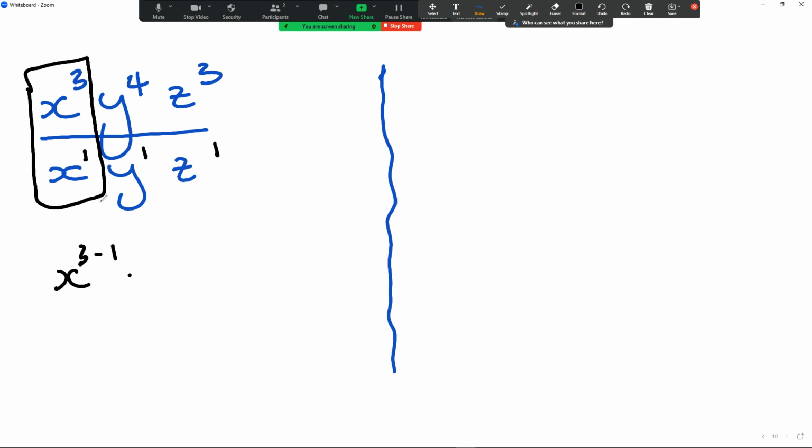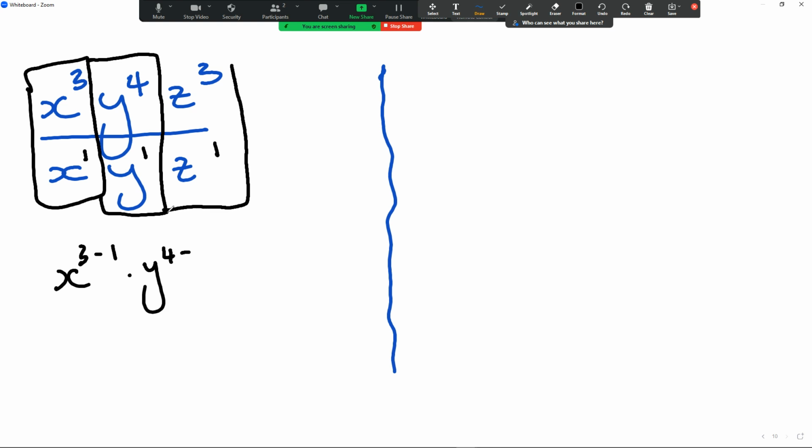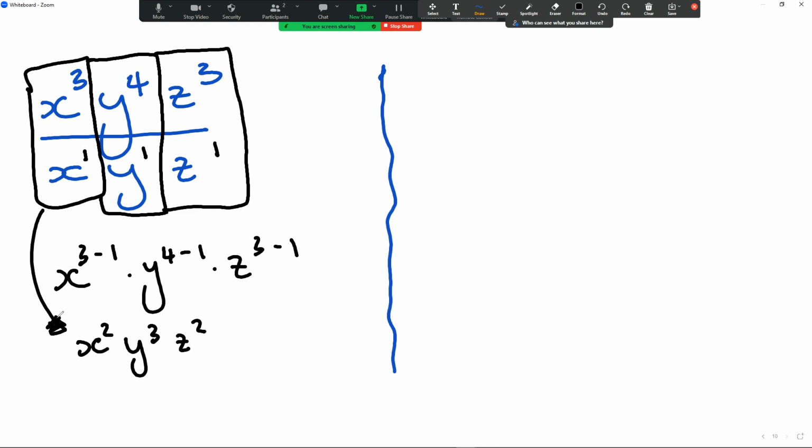Multiply by, I'll put a dot, which means multiply. 4 minus 1 and 3 minus 1 for z. 4 minus 1 is, did I say 4 minus 1? Yeah. And then z to the power of 3 minus 1, which I can then simplify to become x squared, y to the power of 3, z to the power of 2. I can do that. I can go straight from there to the solution if I can see quite clearly.